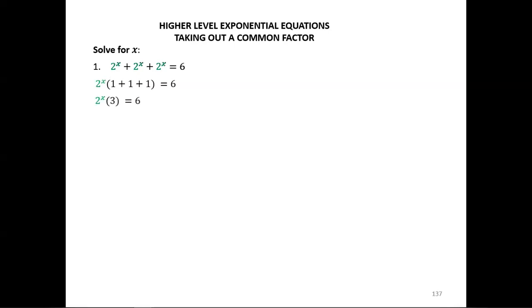Now we've got two to the exponent of x times three, but we don't want that three because we need to be left with only one base that has the unknown exponent, which is two to the exponent of x. So how do we get rid of that three? Since it's multiplied by 2 to the exponent of x, you just have to apply the reverse operation, which is dividing. But when you divide the left-hand side by 3, you also have to divide the right-hand side by 3. So the 3s on the left-hand side will cancel out, but 6 divided by 3 will give you 2. But that is 2 to the exponent of 1.